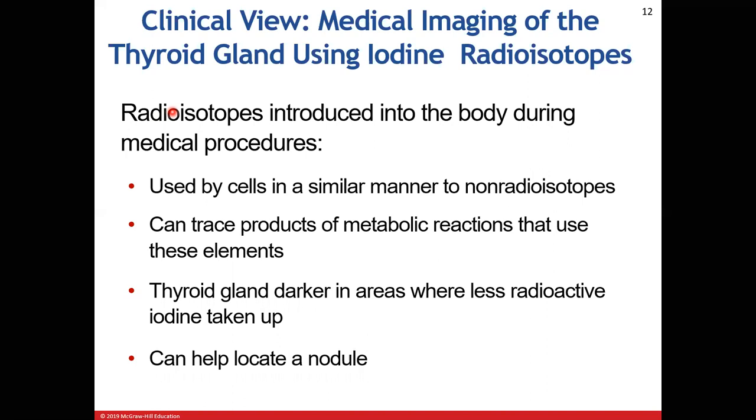And so when we look at the thyroid gland, it's actually going to be darker in areas where less radioactive iodine can be taken up. And it's going to be brighter where more iodine is taken up. And it can basically help us to detect different things, such as you can see here, such as a nodule that may be located on the thyroid gland.